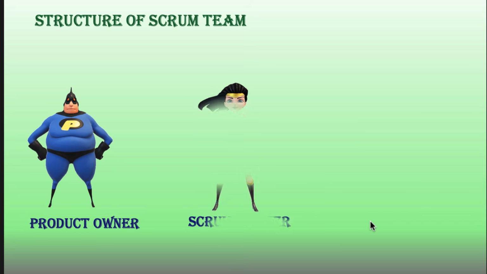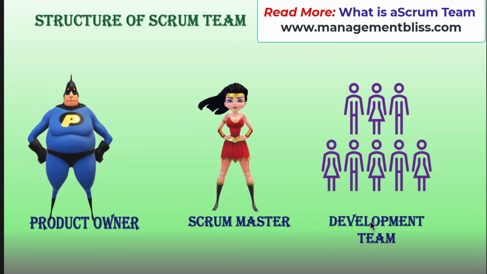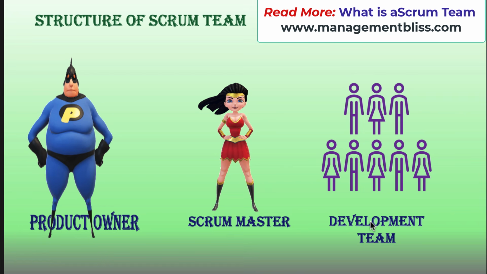Let us now look into the structure of the Scrum team. A Scrum team has three roles: Product Owner, Scrum Master, and the Development team. Product Owner works with the customer to gather requirements and is responsible for creating user stories out of these requirements. He guides the team on what needs to be done and why it has to be done. He is accountable for maintaining the backlog.